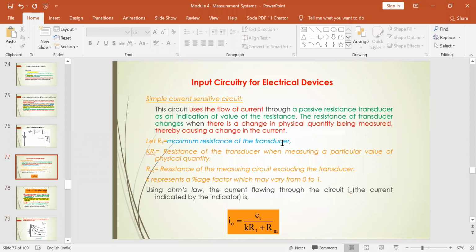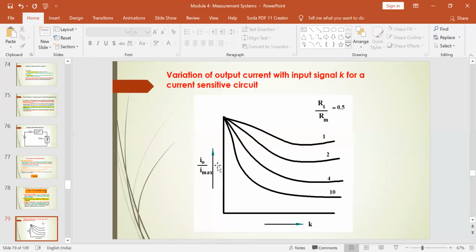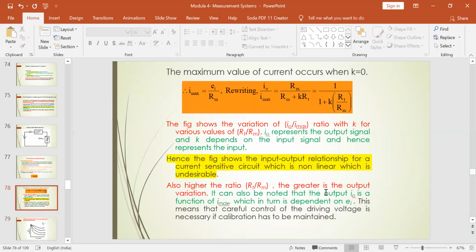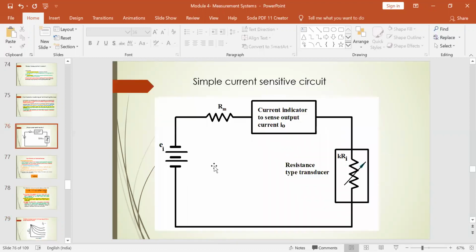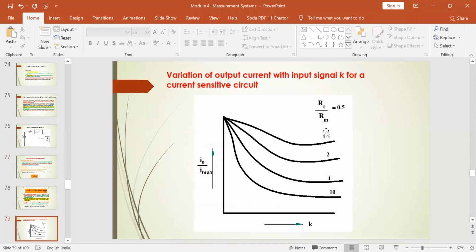So after you get the value of I naught, if the value of K is 0, then you will fine tune the equation in such a way you can find out the variation of input current to the maximum current. Then you will find out the values for all the experiment data what you have done. So you will show the ratio of I naught and I max for the value of k, which ranges from 0 to 10. This 0 to 10 depends upon the physical quantity which is being sensed as an input signal. Based on the physical quantity sensed, you will be getting the variable 1, 2, 3, 4 until 10. So based on these values, you will plot the graph for I naught by I max.